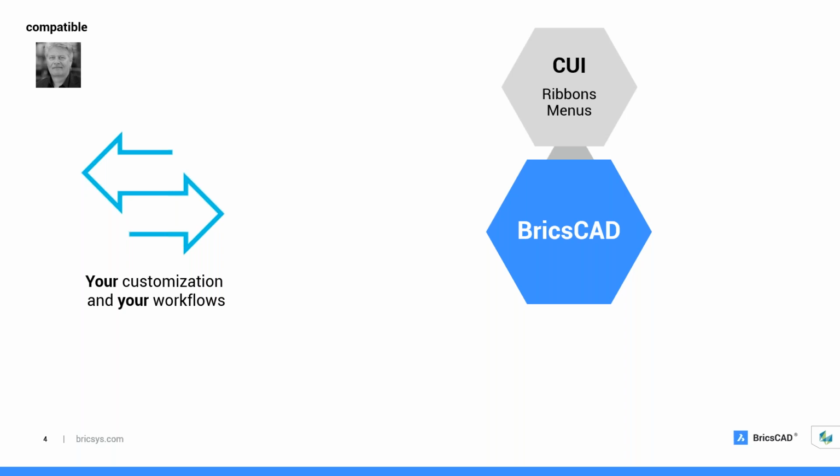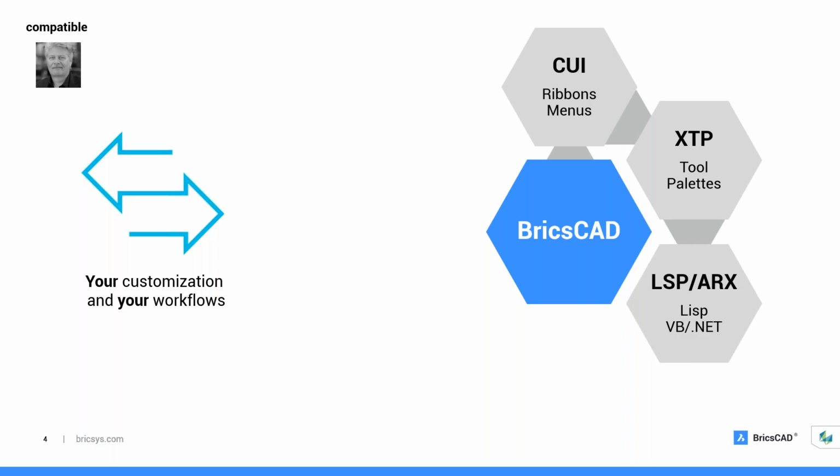Your users are going to be very dependent on your CUI elements. This is ribbon tabs, drop-down menus. They're very used to this. They're used to the positioning and placement of these elements on the screen. So we want to be able to bring your custom menus and ribbon tabs over. Users are very reliant on tool palettes. So we're going to bring over the content of your tool palettes and all the associated icons and palette group organizations that your users are used to.